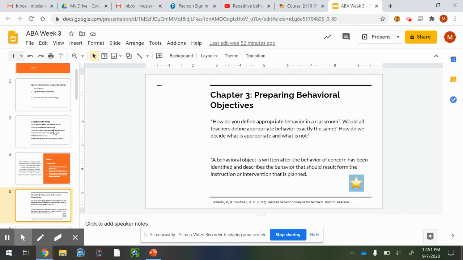So an important thing to note here, behavioral objective, you'll see a star there, look for this on the quiz. The definition of a behavioral objective: it is written after the behavior of concern has been identified and describes the behavior that should result from the instruction or intervention that is planned.